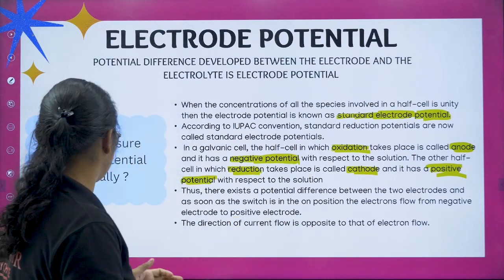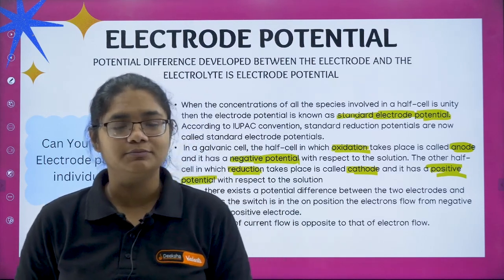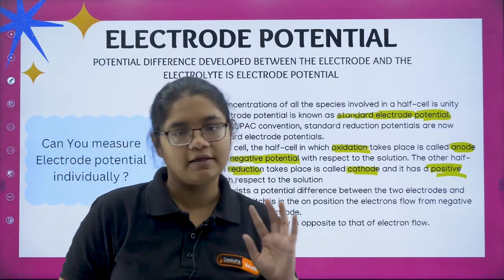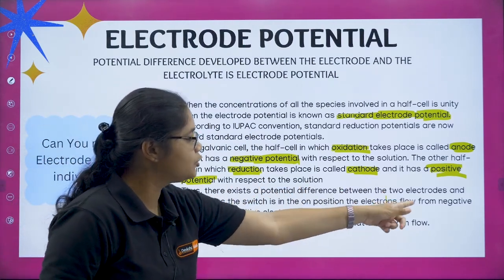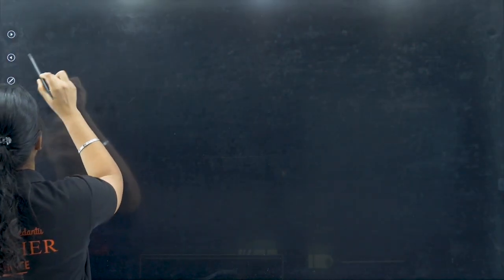Okay, you can see the values I just showed you. Zinc will have a minus 0.76 oxidation potential, copper will have a reduction potential of plus 0.34 volt. Now, thus there exists a potential difference between the two electrodes. And now see, we have two types of potential difference here. This is very important.